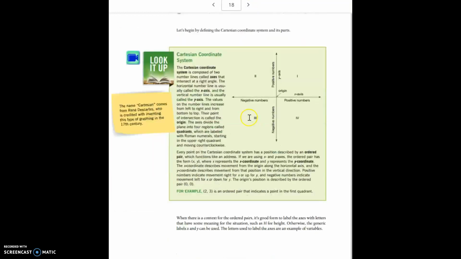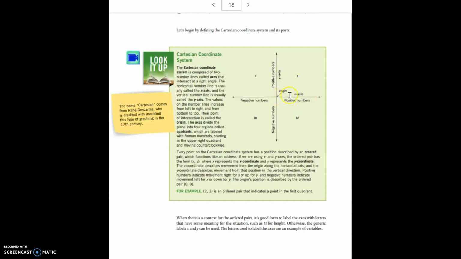All right, so on page 118, we have some vocab here. Just know that anything in bold here is fair game. Your x-axis is your horizontal, and your y-axis is your vertical. Your origin is this point in the middle, which is (0, 0). Quadrants are 1, 2, 3, 4. They're counterclockwise in the Roman numerals.